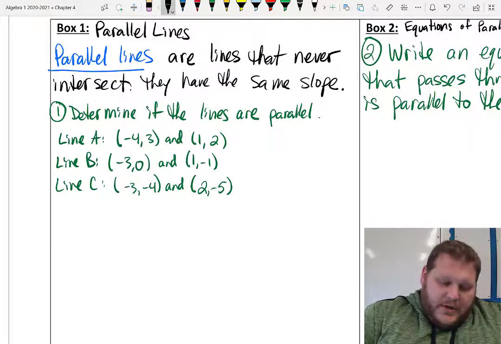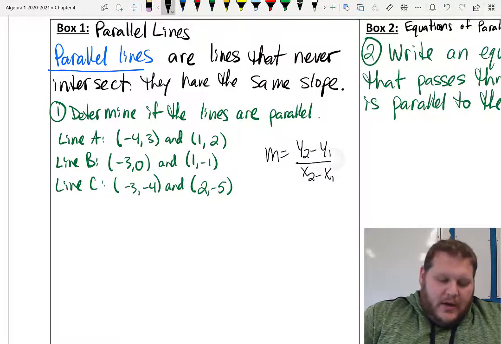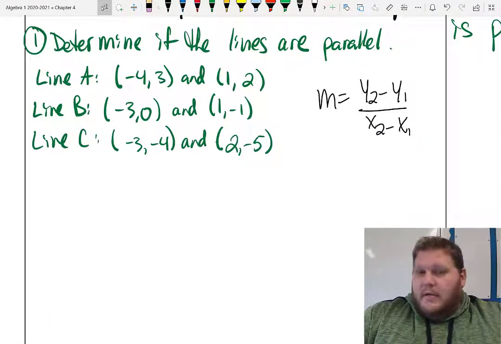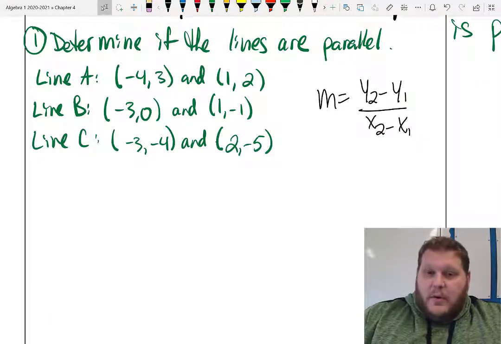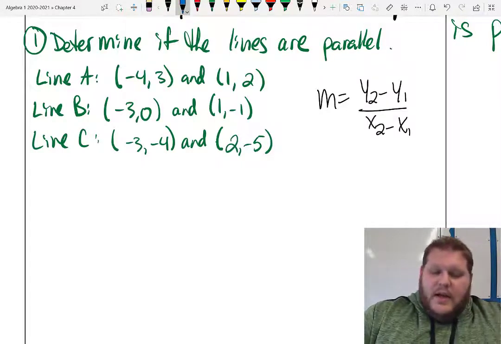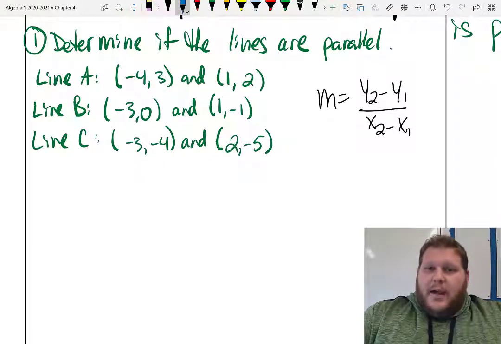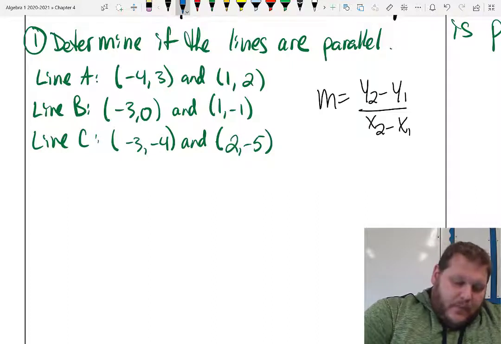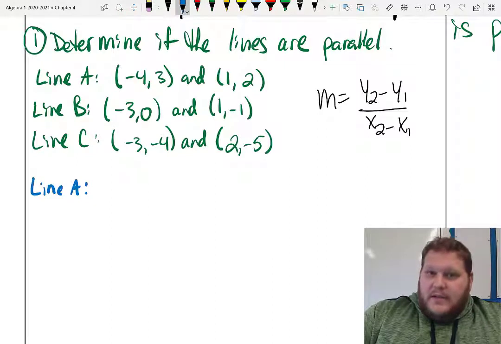So just as a quick refresher, remember our slope formula, y2 minus y1 over x2 minus x1. If you're not comfortable with that equation, today we're going to just work right through that. You're going to do a lot of utilizing that equation. Because here, we're given the format of our question, determining if the lines given are parallel. We're given three different lines, line A, line B, and line C, with ordered pairs, 2 points that are on each of those three lines. So I'm going to find the slope of each of those three lines. Any ones that have the same slope are parallel to each other.